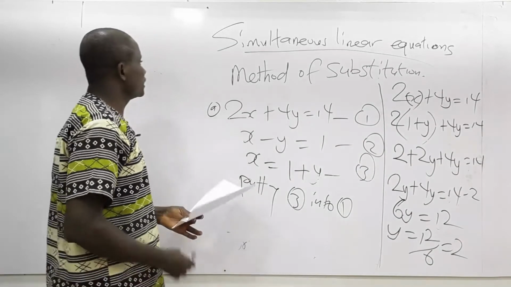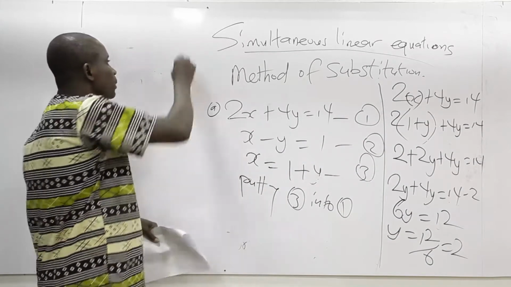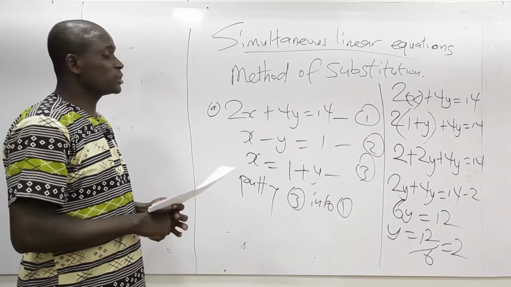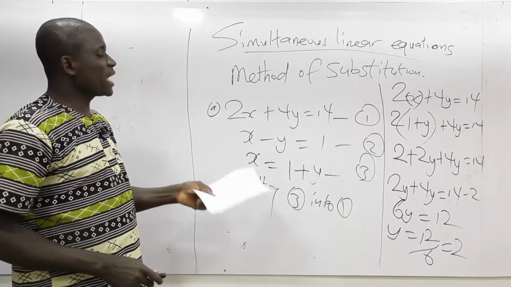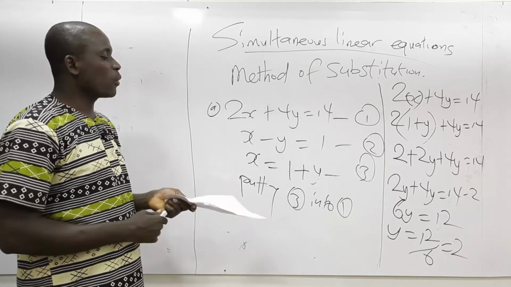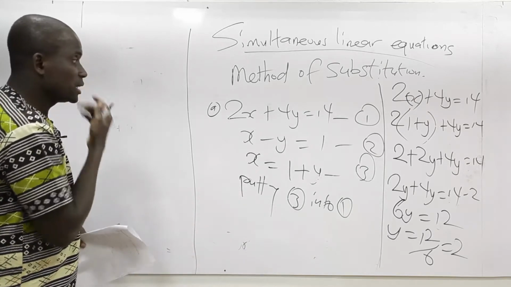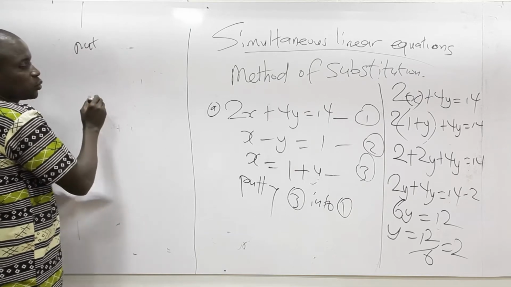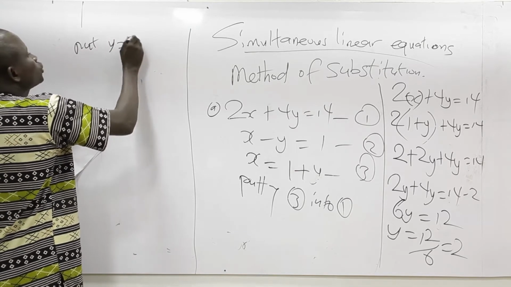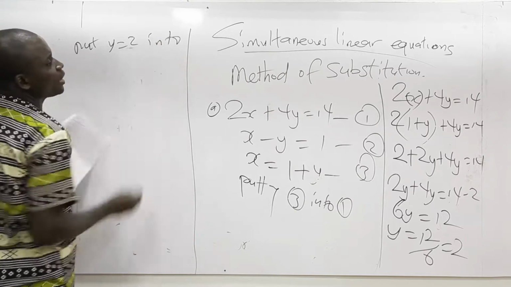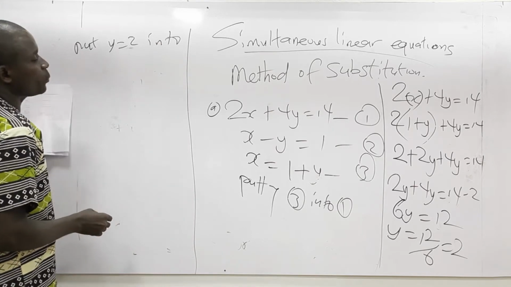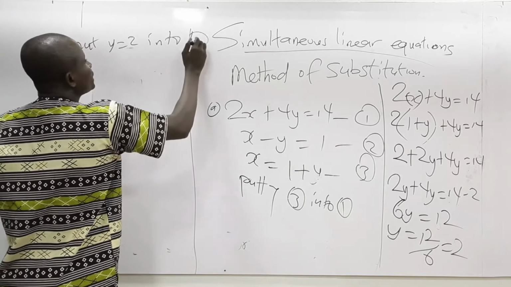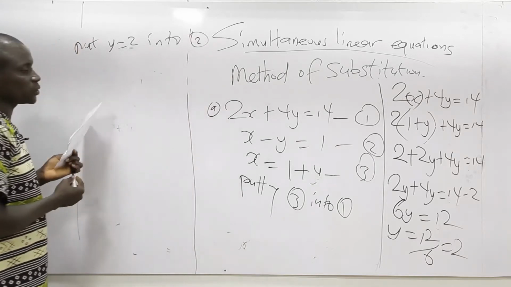Now note that anytime you are solving simultaneous equations, after solving one, most candidates tend to forget about solving the other one. We are talking about x and y. Now we've gotten the value for y. What about the x? So we put y is equal to 2 into any of the equations. I can put it into equation 2, another person can put it in equation 1. Any of them you put, you get it correct.